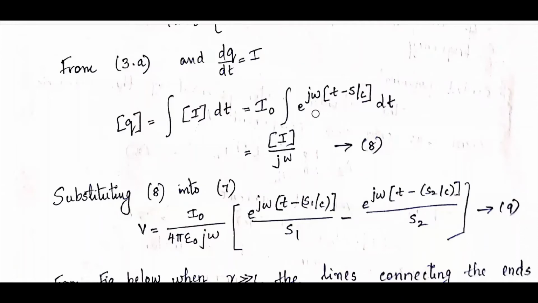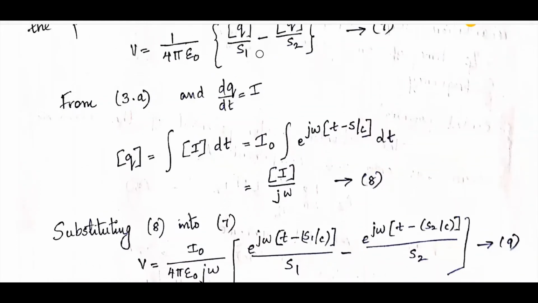So we can write it as I naught into integral of e raised to j omega of (t minus s by c) dt. This is nothing but, if you integrate it, you will get e raised to j omega(t minus s by c) divided by j omega. So this becomes again I divided by j omega. Now substituting these values into equation 7, substitute the Q value into equation 7.